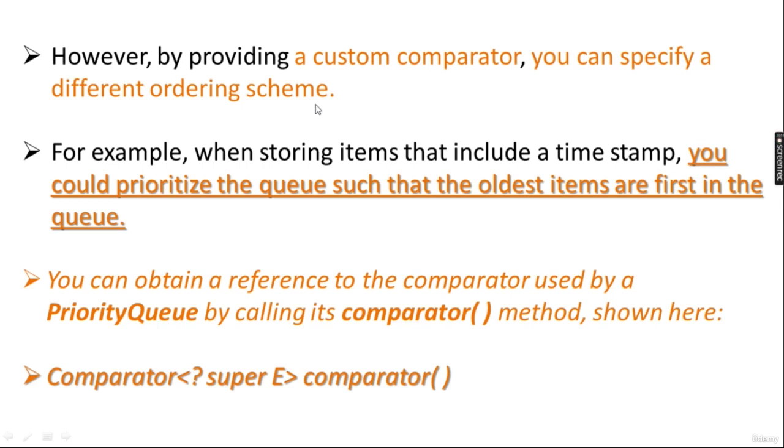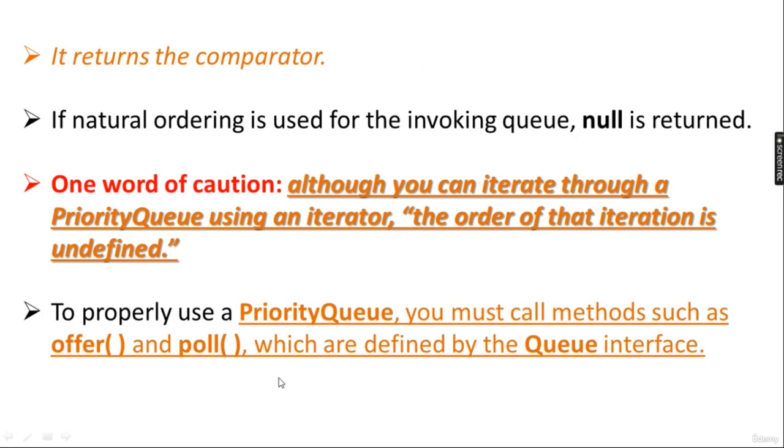You can obtain a reference to the comparator used by priority queue by calling its comparator method. Okay. So the reference will be got by comparator. It returns the comparator. If the natural ordering is used for the invoking queue, null is returned.